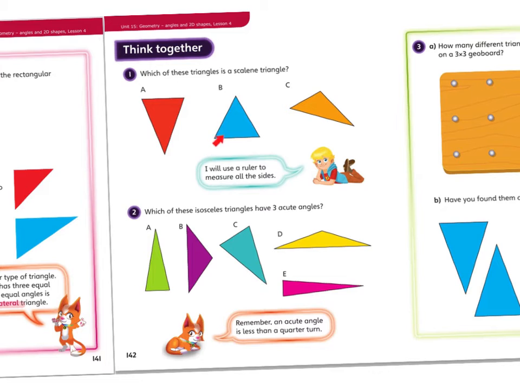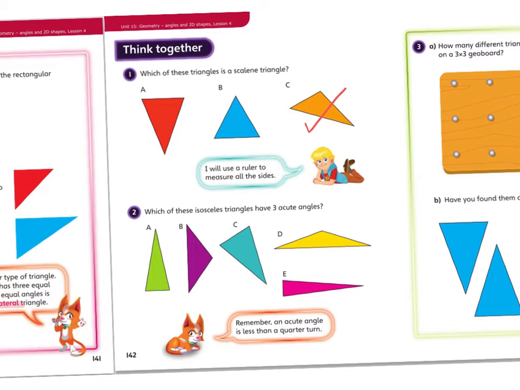Here, that side, and that side, they're all equal. And the angles, 1, 2, 3, they're all the same size. So that can't be a scalene triangle. So this side, and this side are all different lengths. And that angle, and that angle is different sizes. So that makes C the scalene triangle.